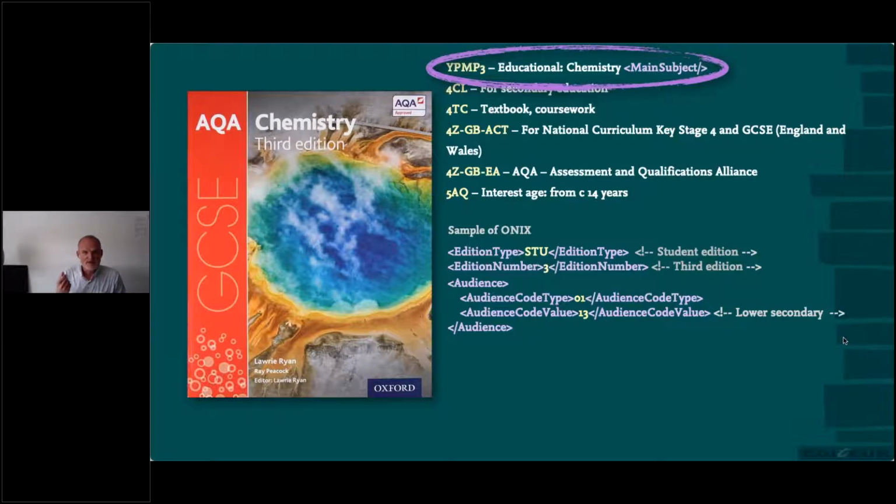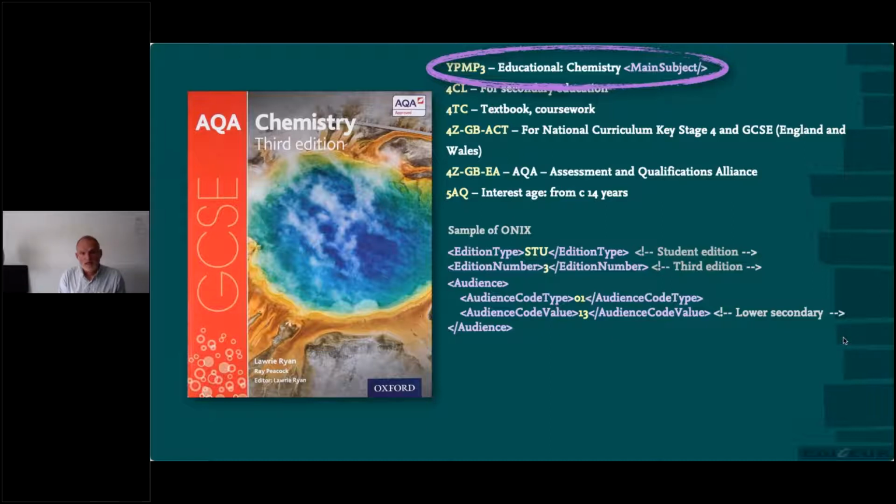educational qualifiers. Again, we're saying it's for secondary education, it's a textbook, it's for classrooms, and then we're saying it's aimed specifically at Key Stage 4 in England and Wales, and it's part of the AQA system. Again, we've put in an interest age just as an extra, but once you've got those 4s in, you don't necessarily need the 5 code.